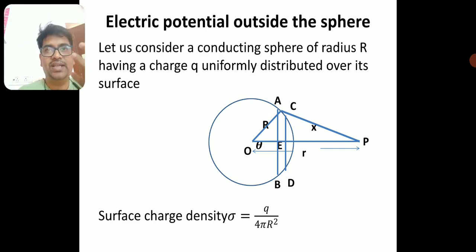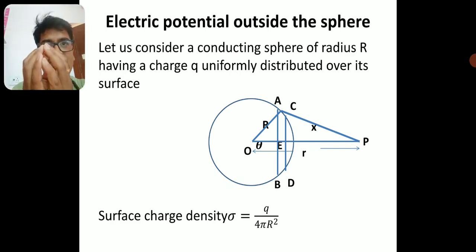Now I have considered a charged sphere of radius R. You can say it is a conducting sphere of radius capital R. I have drawn a sphere over there, and the radius of that sphere is capital R, mentioned very clearly in the figure. Now this sphere will have a charge Q, the charge on the sphere. This charge is uniformly distributed over its surface. If I take a sphere, the charge is uniformly distributed over its surface.